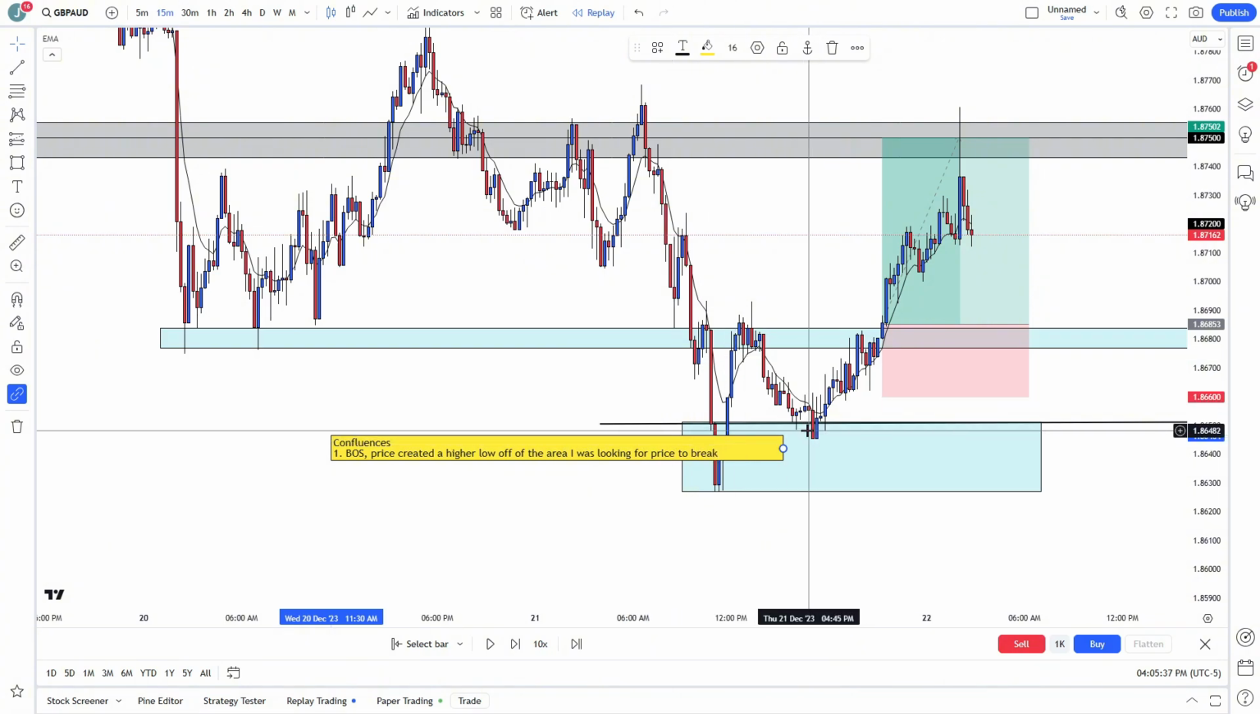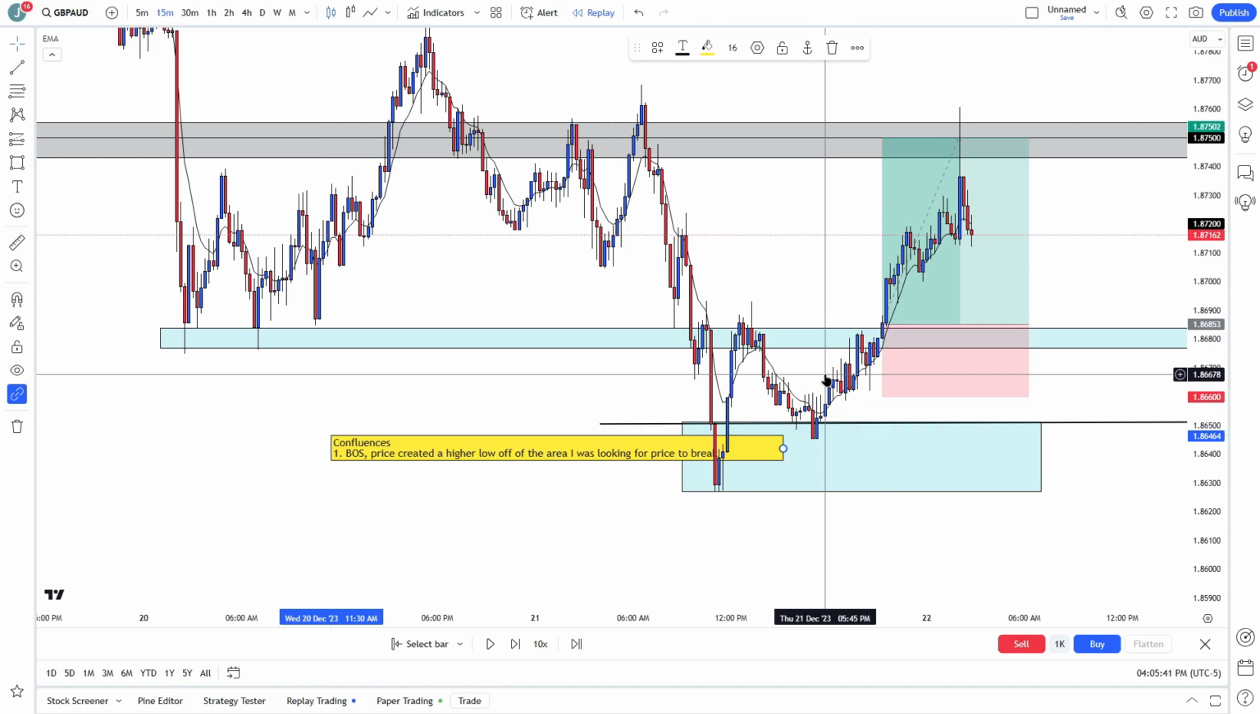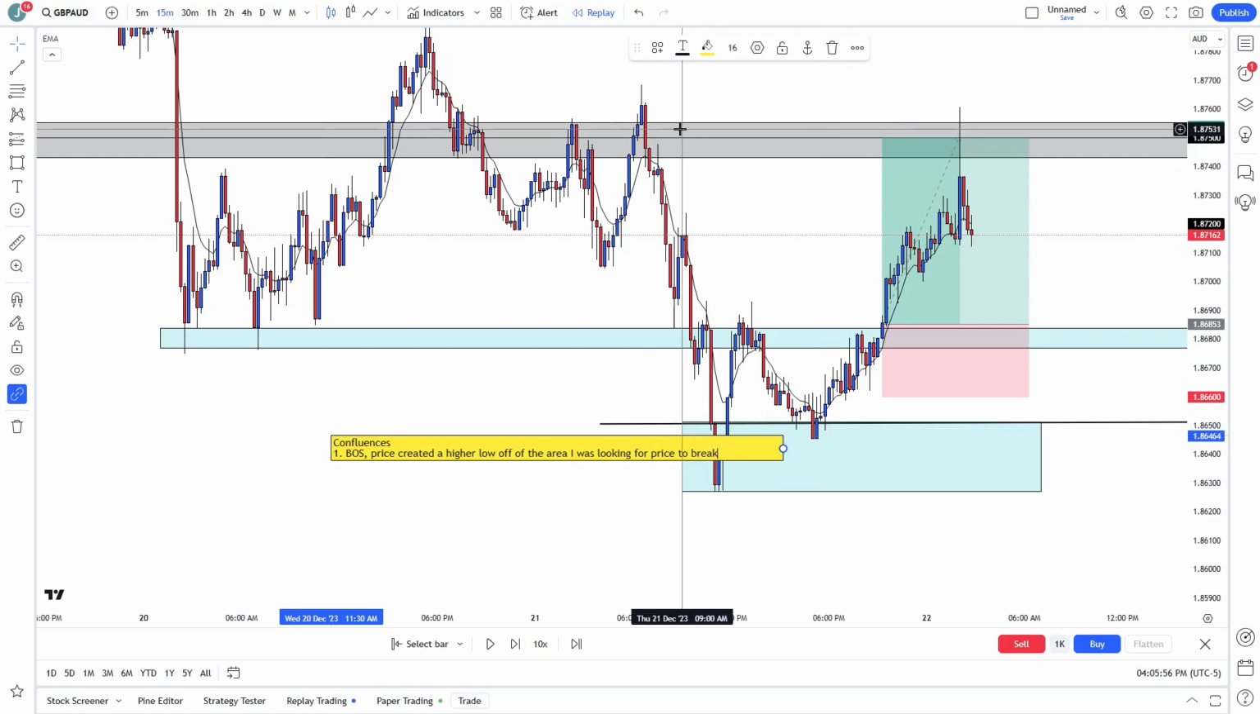Really could have entered here too. After we saw this break above the moving average, but wasn't scaled in there, which I should have been because this is the area where I'm looking to get in. So whenever you're looking at areas where you want to get in, always scale down. Whenever you see get to the key area, always scale down and just be patient for structure to get in.